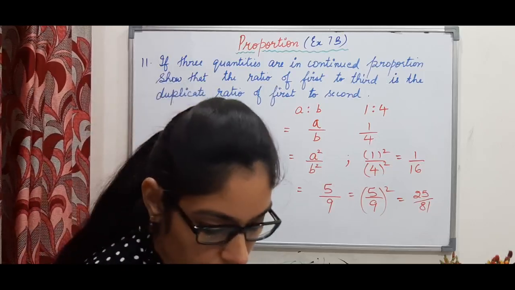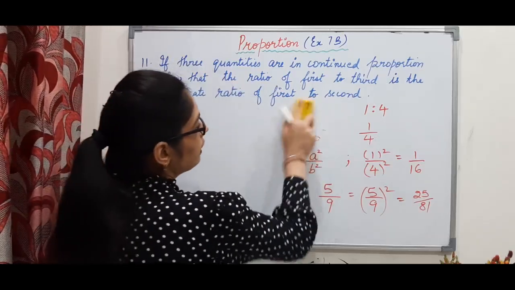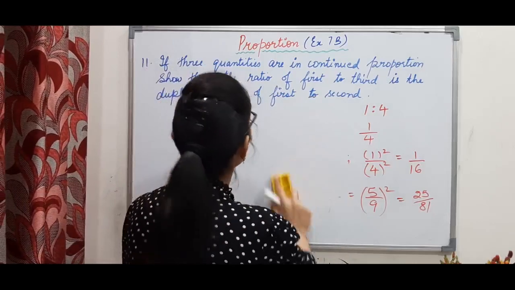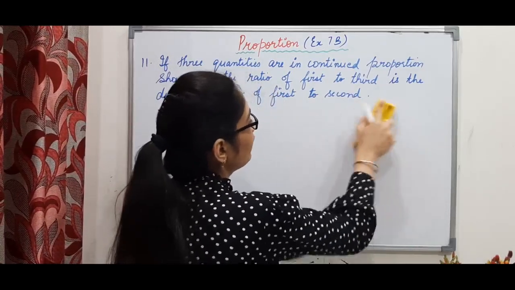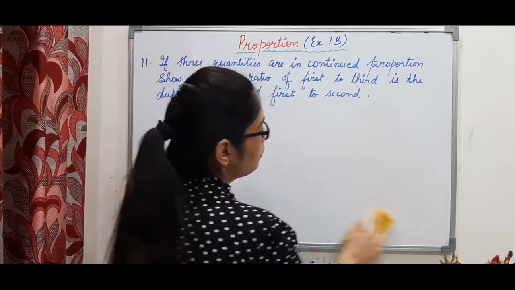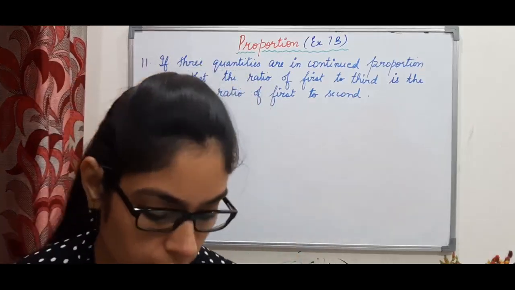Now let's start with the question. What they are saying is, if three quantities are in continued proportion, we can just assume the three quantities as A, B, C, like we are doing from the starting.